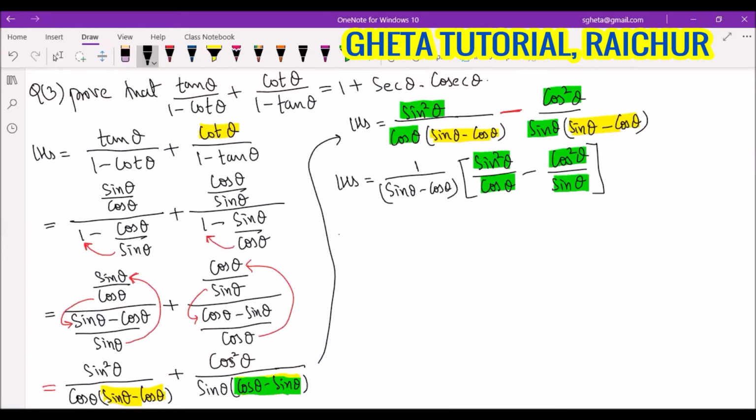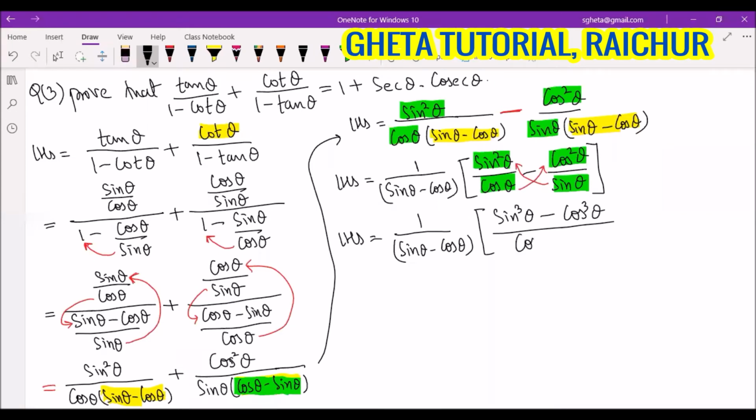So what you can do here, LHS is equal to 1 by sine theta minus cos theta. Then sine square theta into sine theta becomes sine cube theta, and cos theta into cos square theta becomes cos cube theta, whole divided by cos theta into sine theta.